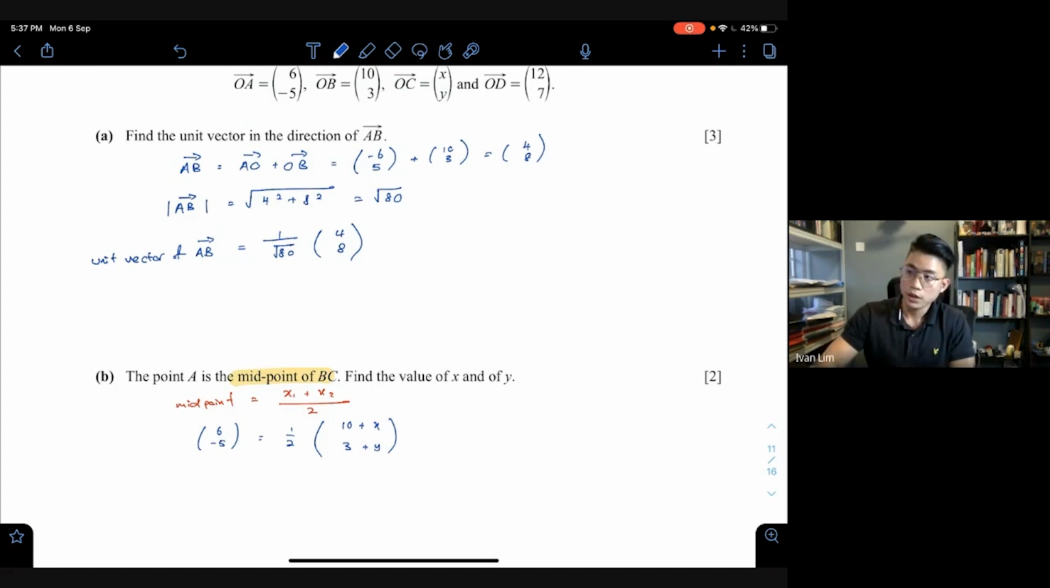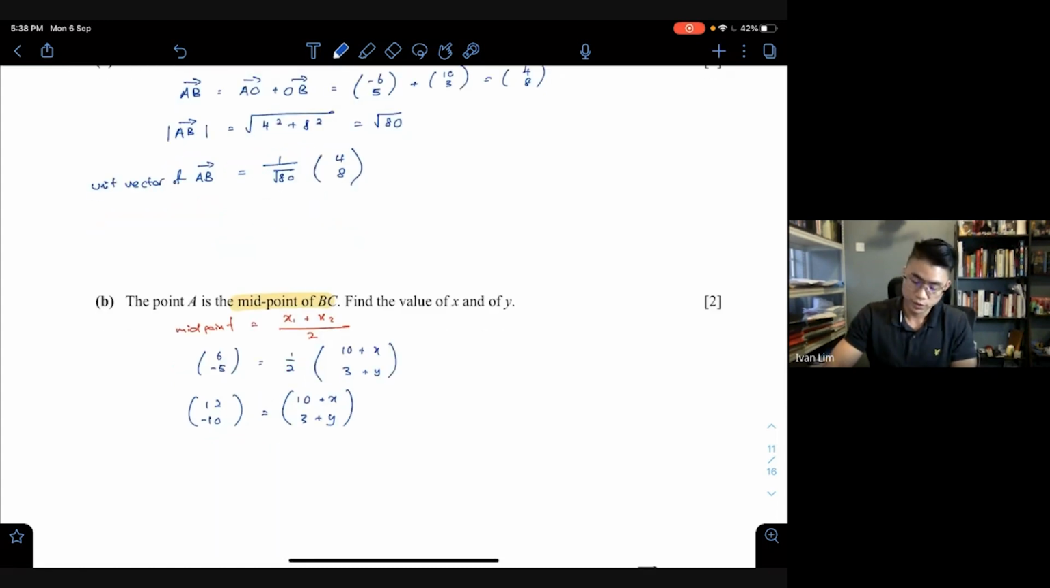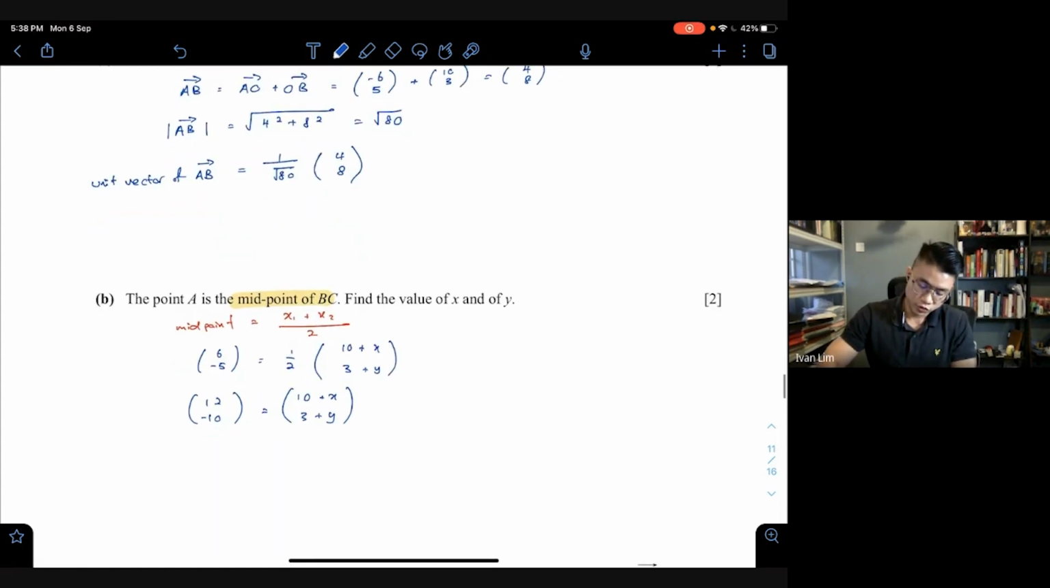Okay, I can bring the half multiply to the left-hand side. So it'd be (12, negative 10) equals (10 plus x, 3 plus y). You can break it down to x and y also. Okay, it's totally fine. So 12 equals 10 plus x. Therefore, x equals 2. And then y equals negative 13.